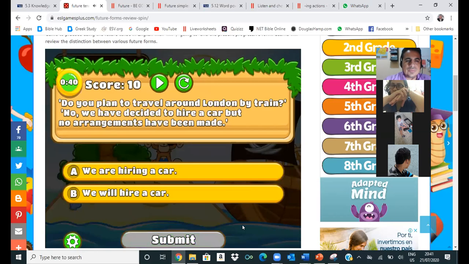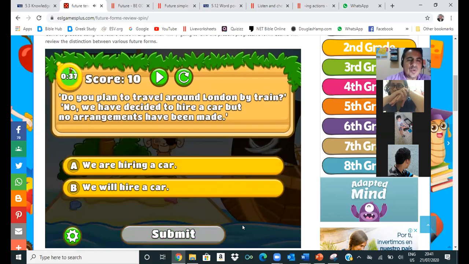Choose the correct answer. Do you plan to travel around London by train? No, we have decided to hire a car, but no arrangements have been made. A, we are hiring a car. B, we will hire a car. B. I think it's B. What do you think? Yes.